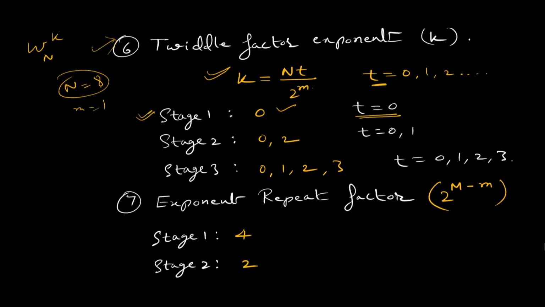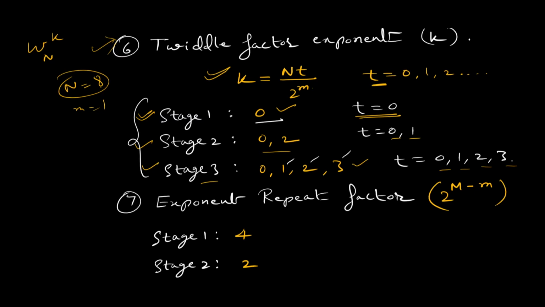See, we have calculated for stage 2 and stage 3. Stage 2 has 2 twiddle factor exponents, for t equal to 0 and 1. Likewise, for stage 3, we have t equal to 0, 1, 2, 3, and we get this: 4 twiddle factor exponent values. From this particular step, you can easily determine how many twiddle factors we will be using in our butterfly diagrams. See, we have 0 with exponent 0, 1, 2, and 3.